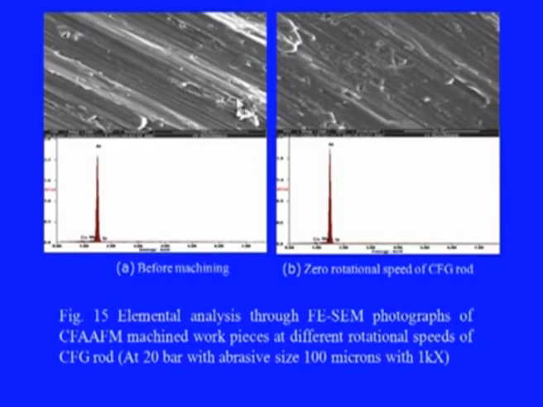Similarly, these are also two different surfaces. This is machined with simple abrasive flow machining, and this is with the CFG rod inside this. However, this CFG rod was not given any rotation. Also, this CFG rod was stationary, even then the quality of the surface was better.